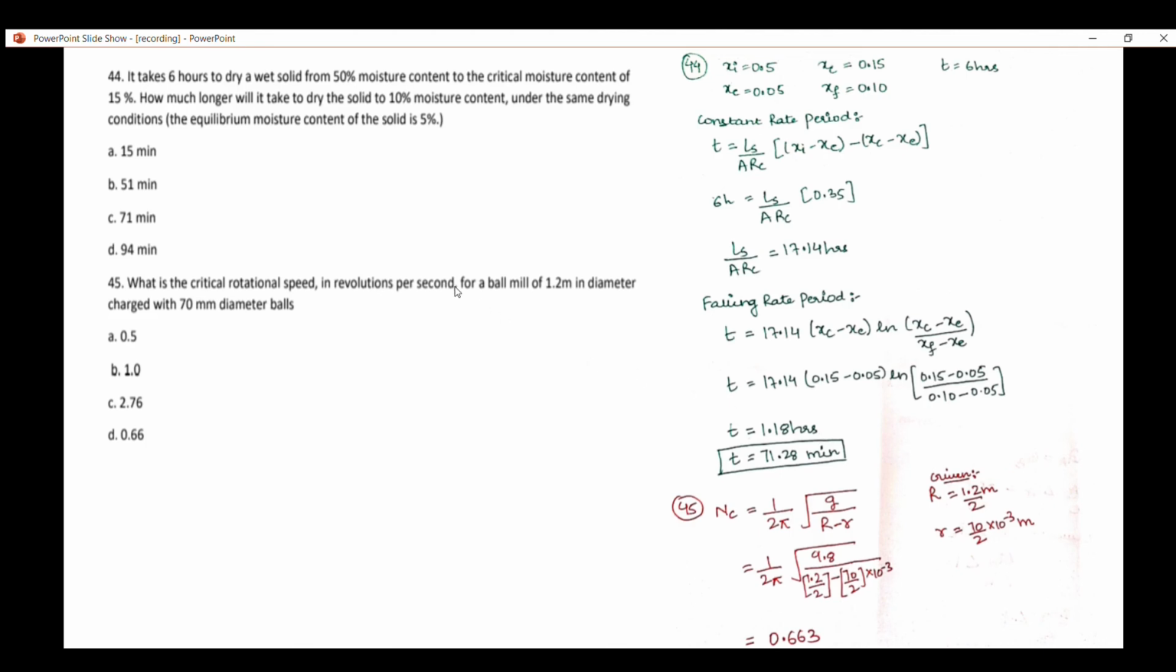Next, what is the critical rotation speed in revolutions per second for a ball mill of 1.2 meter diameter charged with 70 mm diameter balls? Okay, so for critical rotational speed, we have this formula, which is 1 by 2 pi under root g, where g is the acceleration due to gravity. Capital R is the radius of the ball mill and small r is the radius of the balls which will be used.